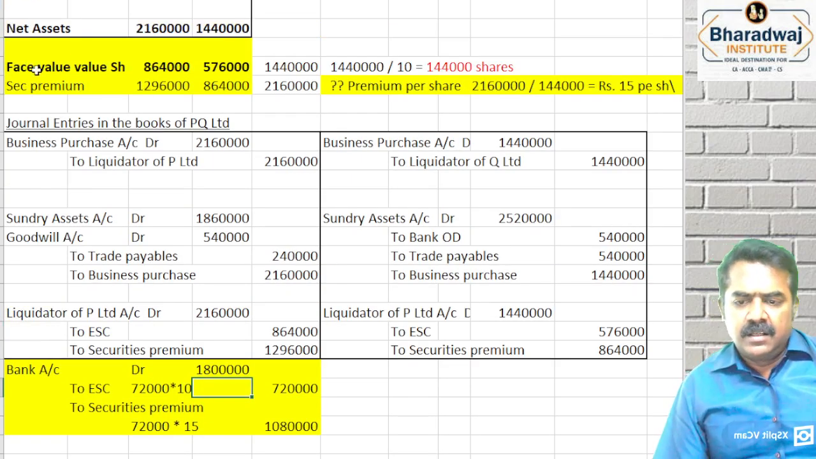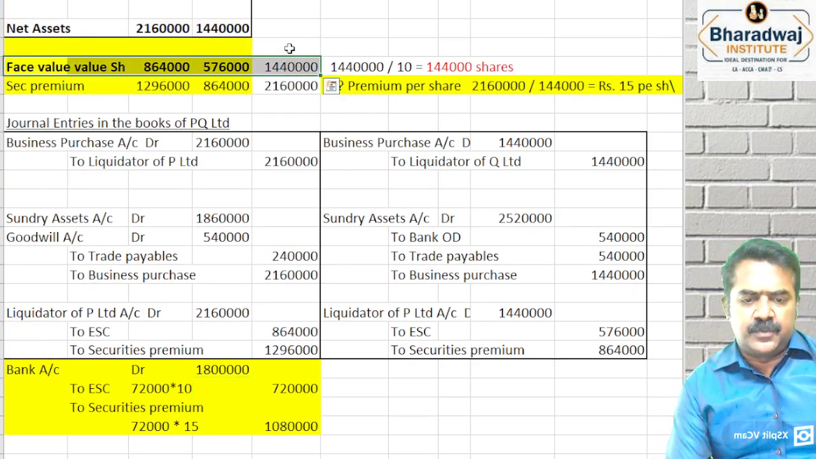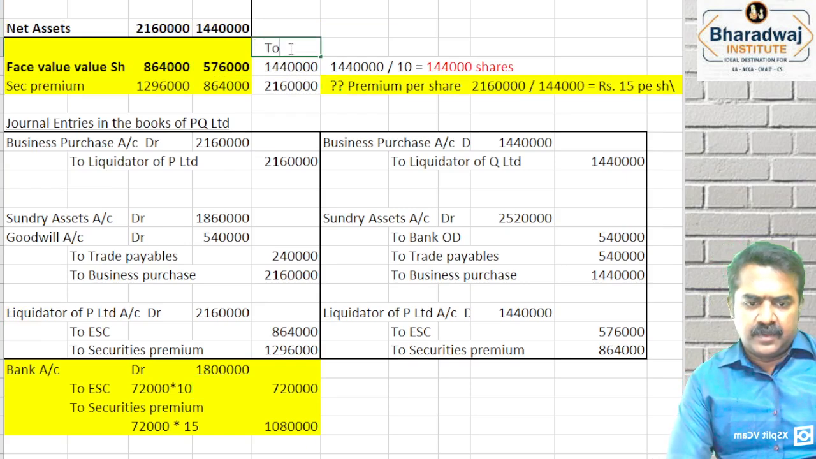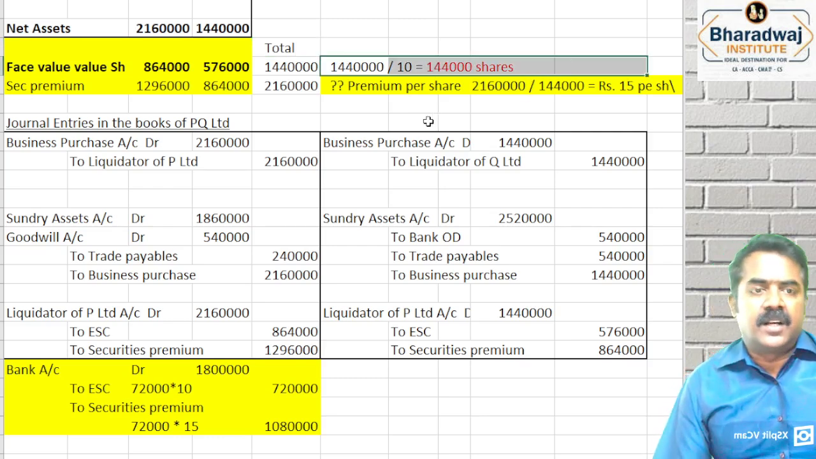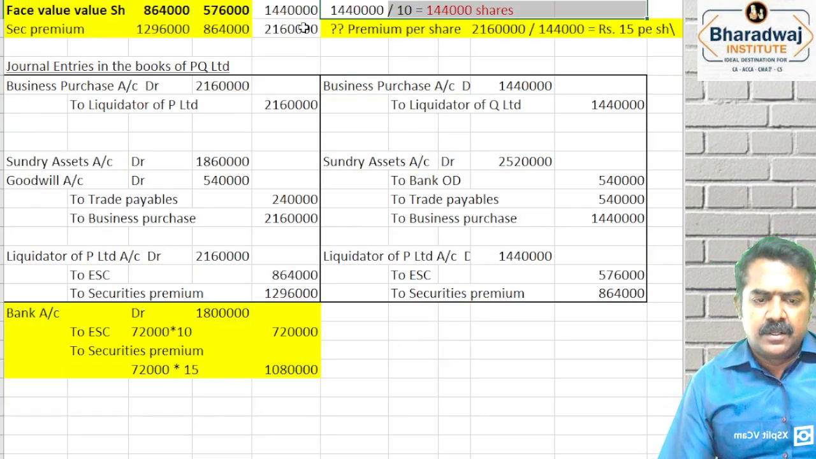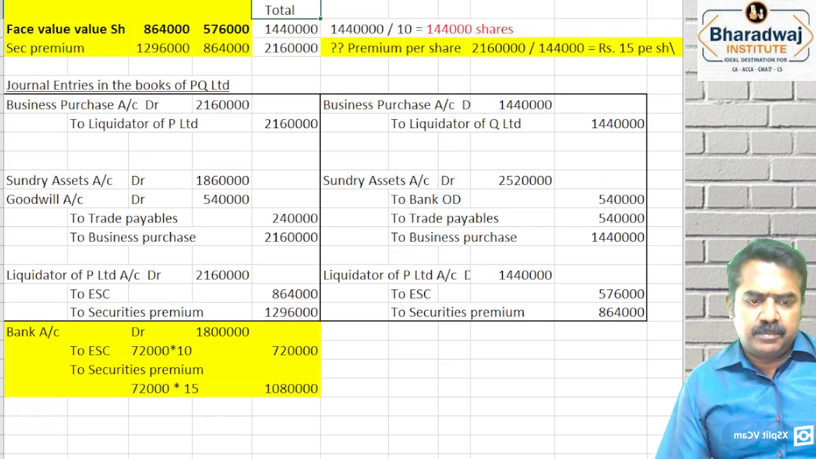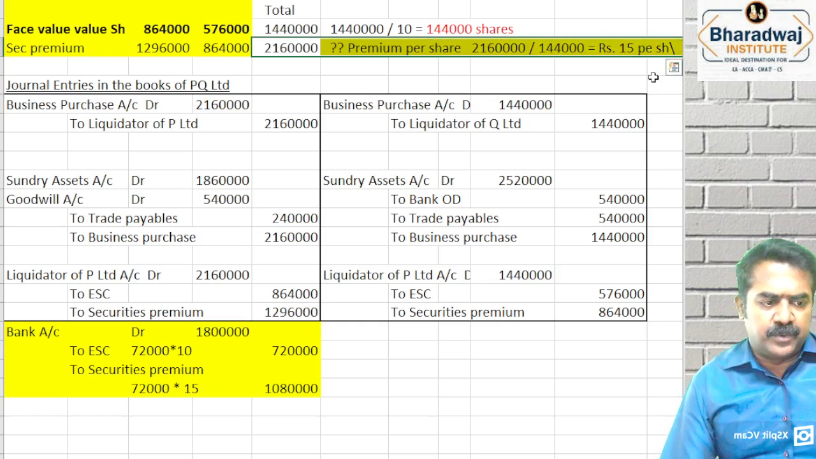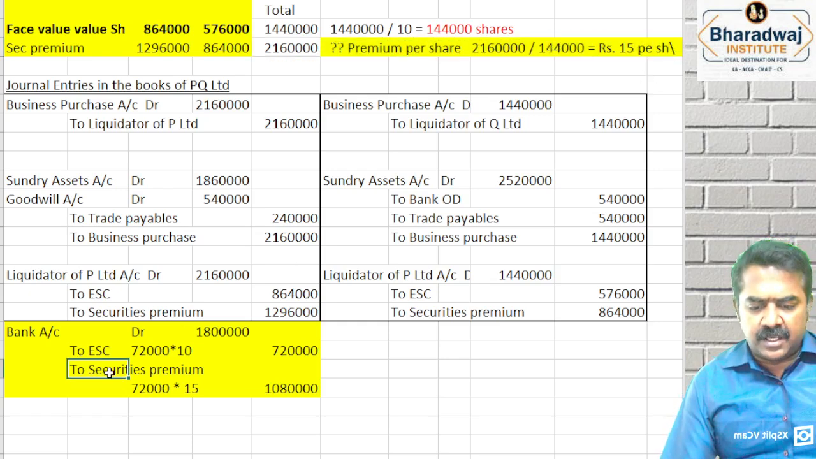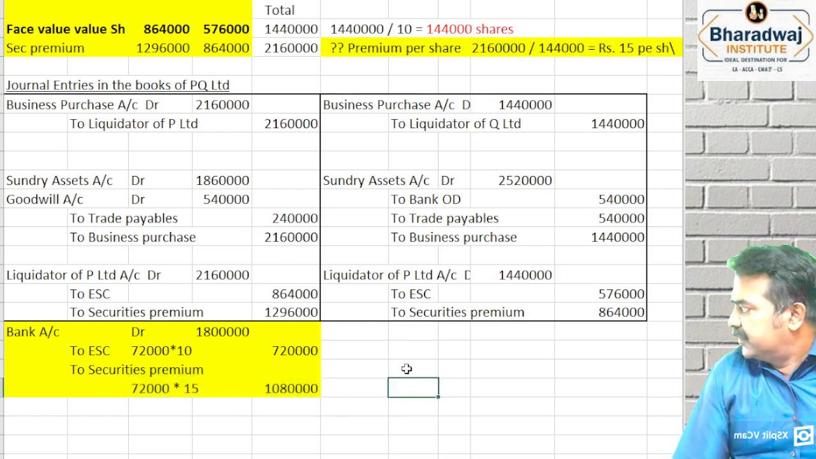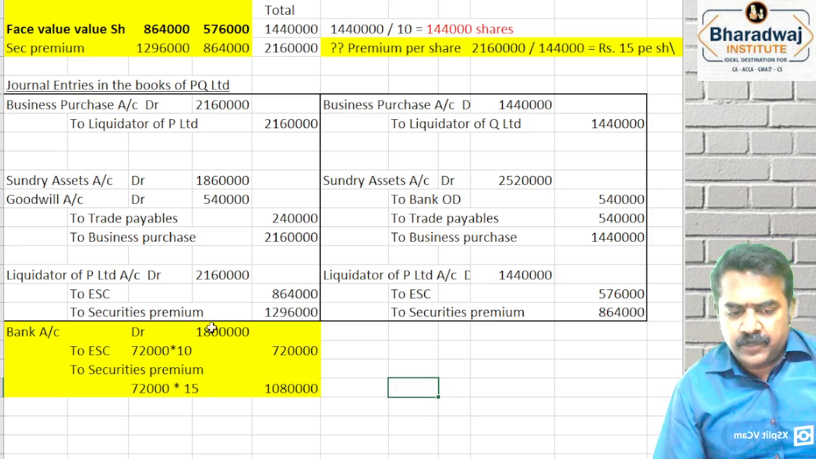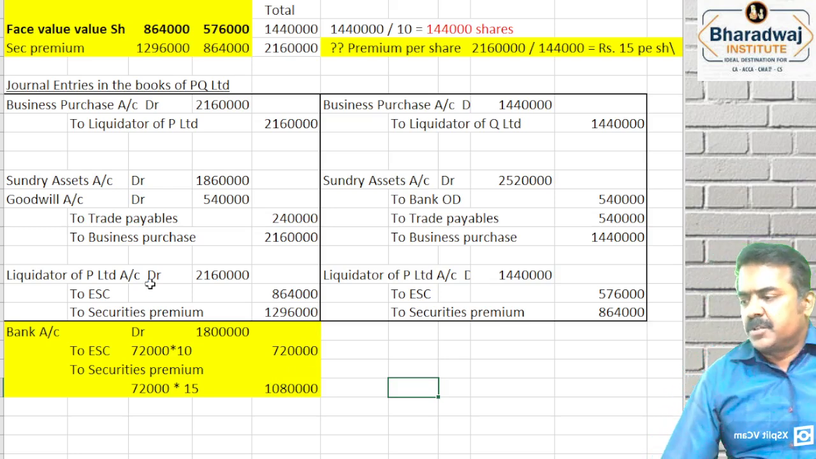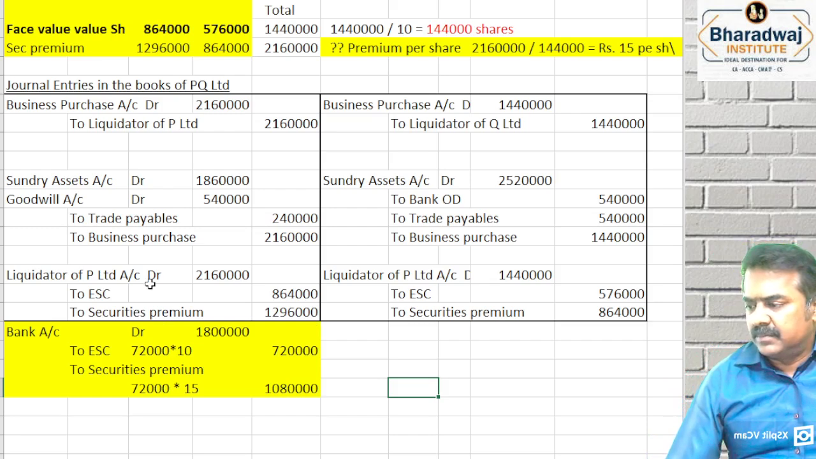Do you understand? Total face value of shares allotted is 14 lakh 40. So we are allotting 1,44,000 shares. So what is the premium per share? 21 lakh 60 divided by 1,44,000 is rupees 15 per share. At the same premium, we are issuing the fresh shares. We are asked to prepare the balance sheet also.